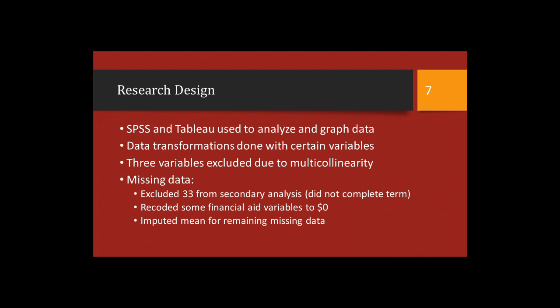I explored multicollinearity, and as a result, 3 variables were excluded. I had to address missing data. I decided to leave 3 cases that were missing term GPA alone, and so they would be excluded from the second logistic regression. Some of the financial aid variables that were missing data were recoded to 0, where they did not receive any aid, and then the mean was imputed for the other variables that were missing data.